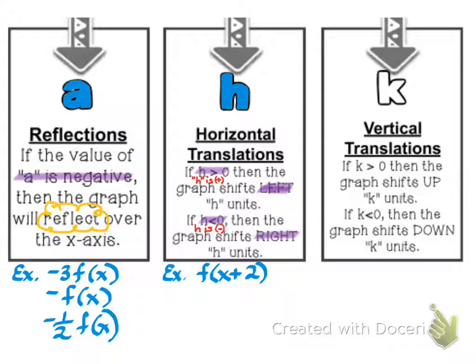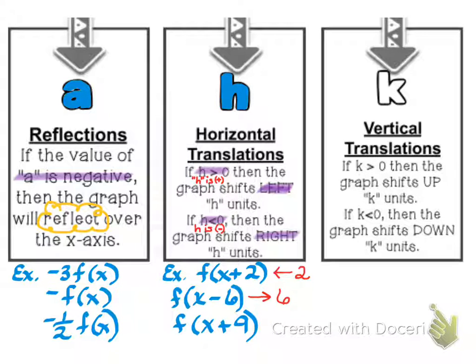And here's some examples. So here we see a +2. So when H is positive, this graph is moving to the left 2. Here we have x minus 6, so H is negative, so it's moving to the right 6. And again, H is positive, and so it's going to be moving to the left 9.